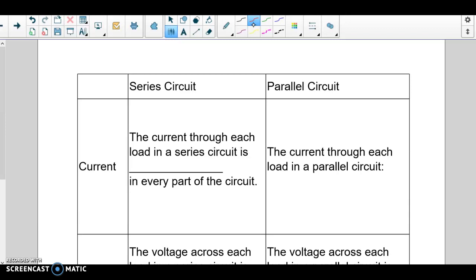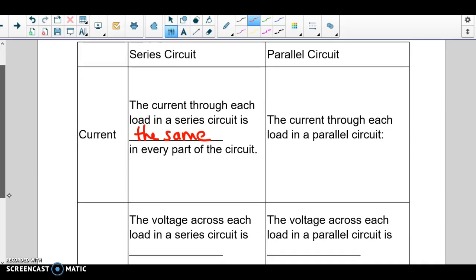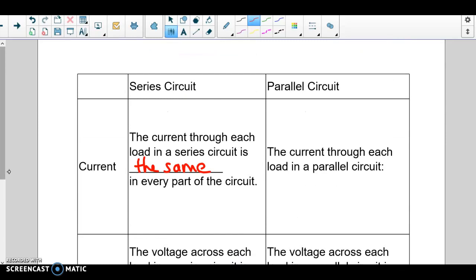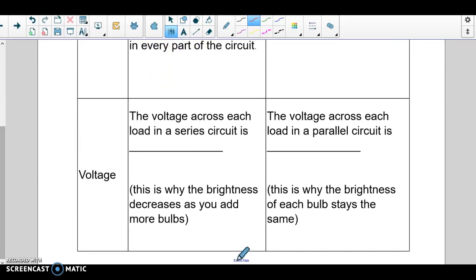So in a series circuit, when we're talking about the current, there's only one path for the current to flow in a series circuit, which means the current through each load in a series circuit is the same in every part of the circuit. Here's a quick diagram I'll draw at the very bottom.